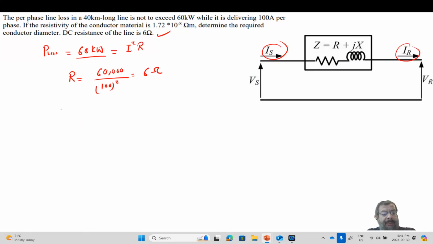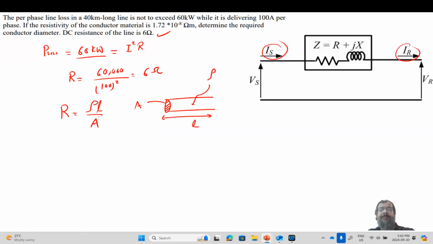Now R, and this is the formula, maybe the only thing that you could miss, because if you miss the formula of R, then you'll miss the whole question, is equal to rho L divided by A. So if I have a conductor with a cross-sectional area A and length L, and resistivity equal to rho, then this is basically your resistance. So we know the resistance is equal to 6 ohms.